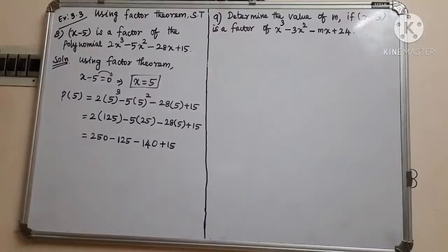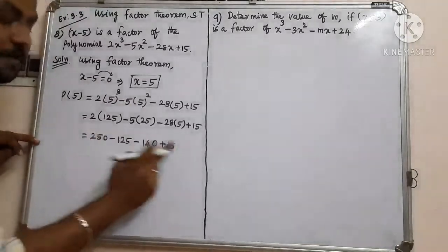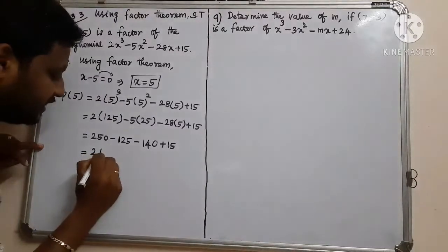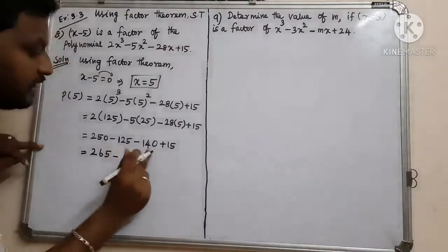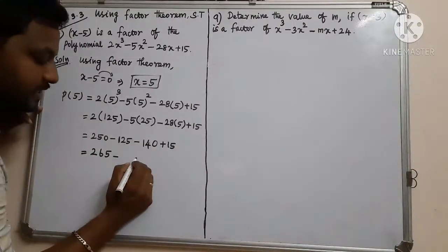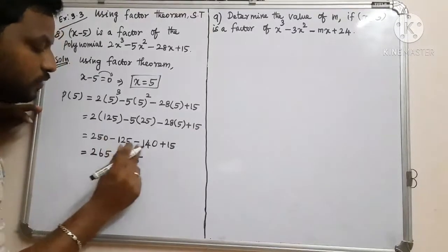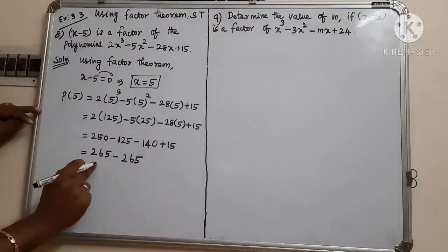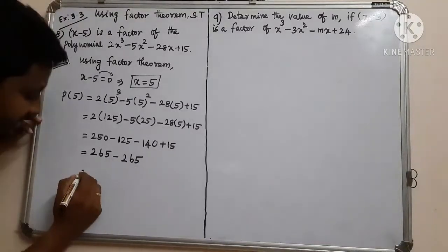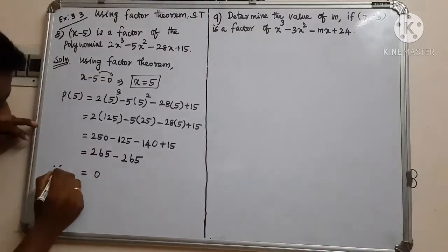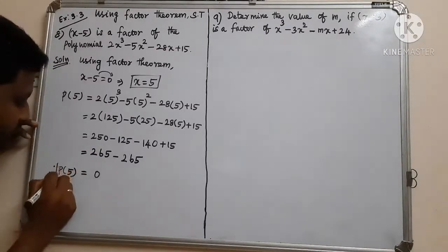Now you have to add the positive values as well as the negative values. So 250 plus 15, both are positive values, so 250 plus 15 is 265. Minus 125 plus 140 is 265. So plus 265 minus 265, that is equal to 0. So therefore P of 5 is equal to 0.